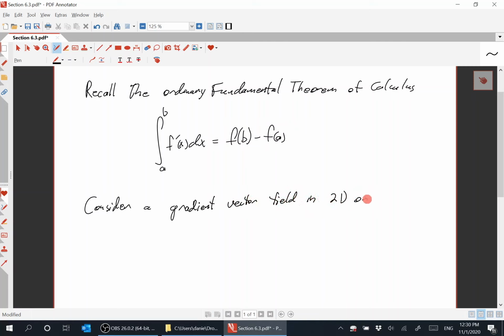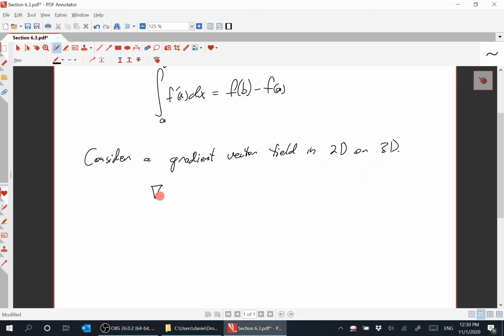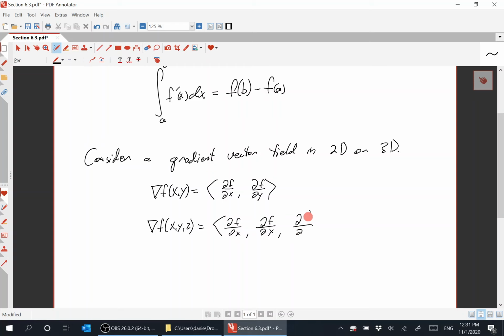In 2D or 3D. Gradient f of x, y, which is the partial derivative of f with respect to x, partial derivative of f with respect to y, or the gradient of a three-variable function for a three-dimensional vector field: partial f partial x, partial f partial y, partial f partial z.